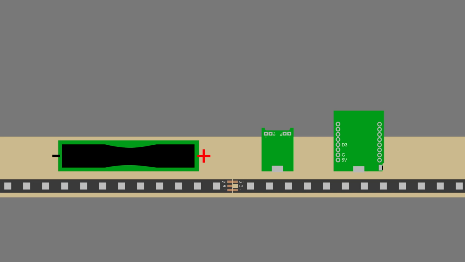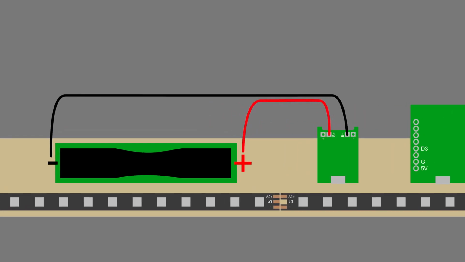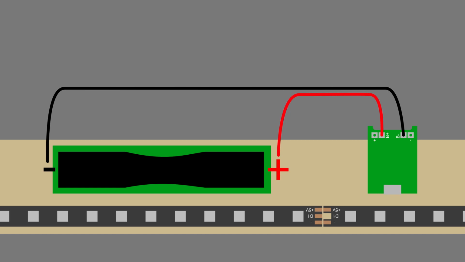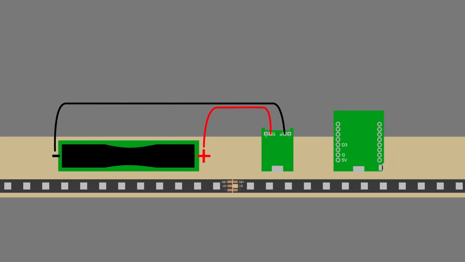The first thing we're going to solder are the battery leads to the charge controller. The positive battery lead hooks to the B+ pad and the negative to the B- pad. I would strongly suggest removing the battery tabs from the battery holder before soldering. Otherwise, you're likely to melt the battery holder.